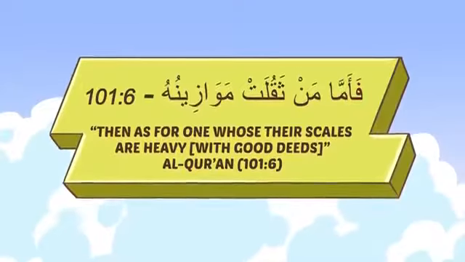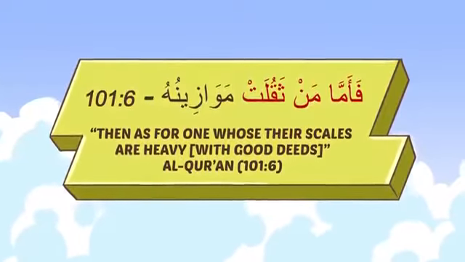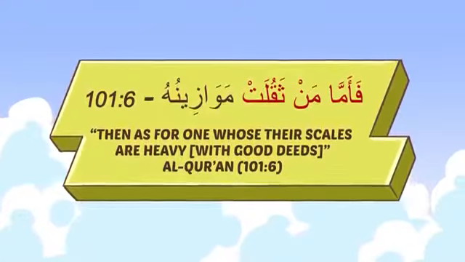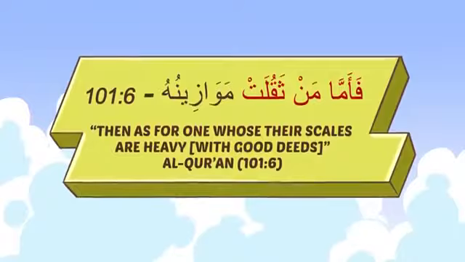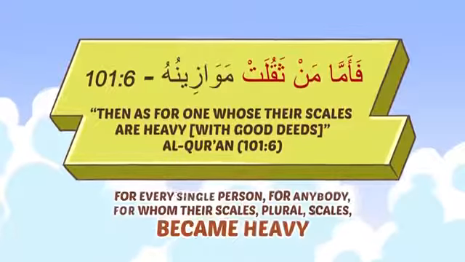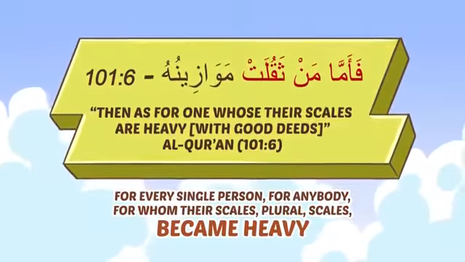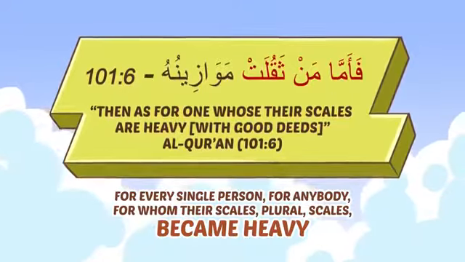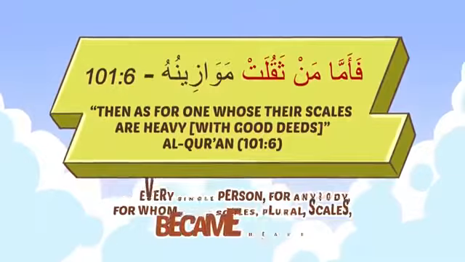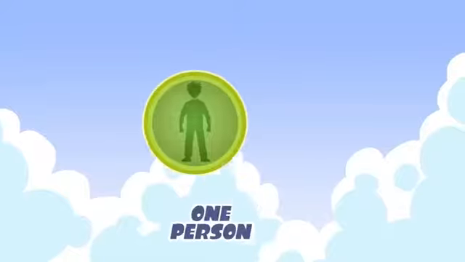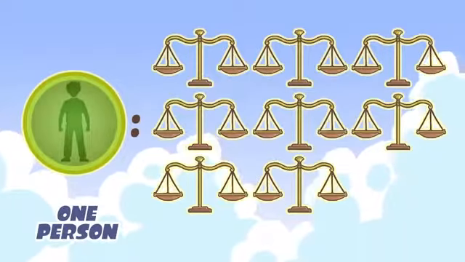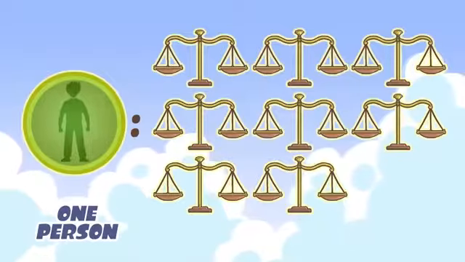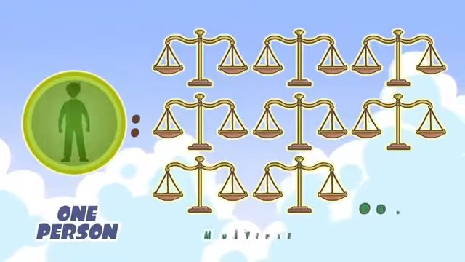Now think about this ayah. فَأَمَّا مَنْ ثَقُلَتْ, it's not مِيزَانُهُ. ثَقُلَ مِيزَانُهُ, He said ثَقُلَتْ مَوَازِينُهُ. For every single person, for anybody for whom their scales, plural, became heavy. One person, many scales. That's not one person, one scale. In the zahir of the ayah, it's one person, multiple scales.